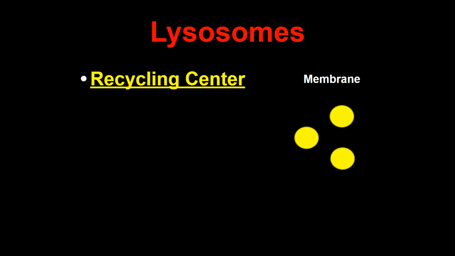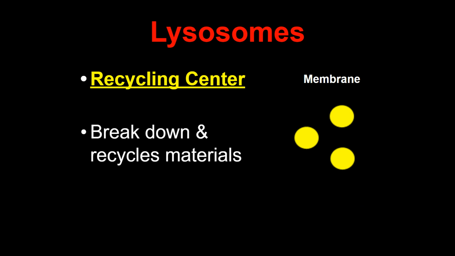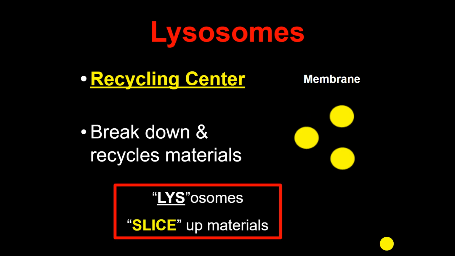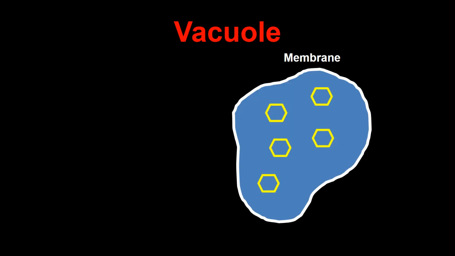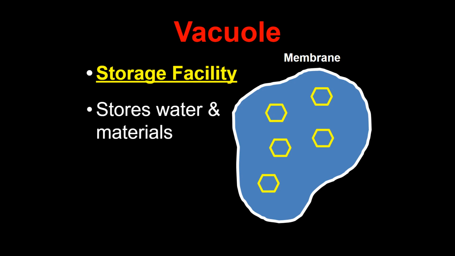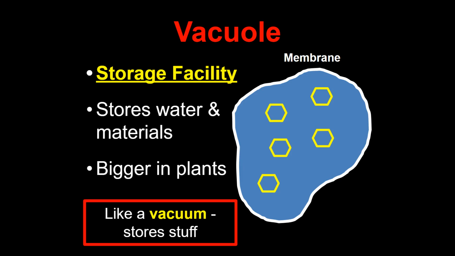Lysosomes are like little recycling centers, and they have enzymes that help break down and recycle materials. So the lysosomes slice up materials, and lyse actually means to break apart. The vacuole, as you can see, it's got its own membrane, and it's like a storage facility. It stores water and other materials, potentially food. It's bigger in plants, but it's found in all types of eukaryotes. And many people remember it kind of like a vacuum. The vacuole, like a vacuum, sucks up and stores stuff.